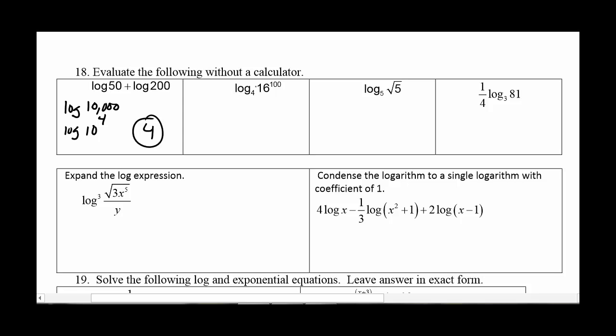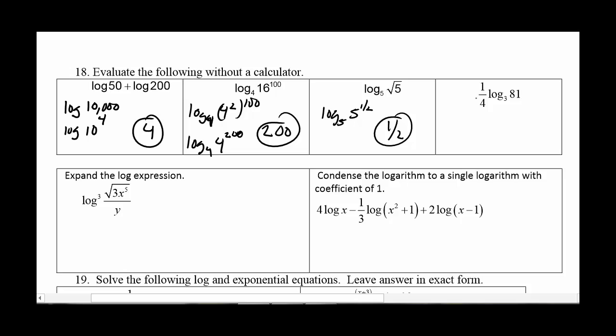Log base 4 of 16 to the 100 power. So 16 is really 4 squared, to the 100. So log base 4 of 4, multiply those exponents together. So I get 4 to the 200, and since that's one of my log properties, the answer is just 200. Log base 5 of the square root of 5. So log base 5 of 5 to the 1/2. And again, that's one of our properties.